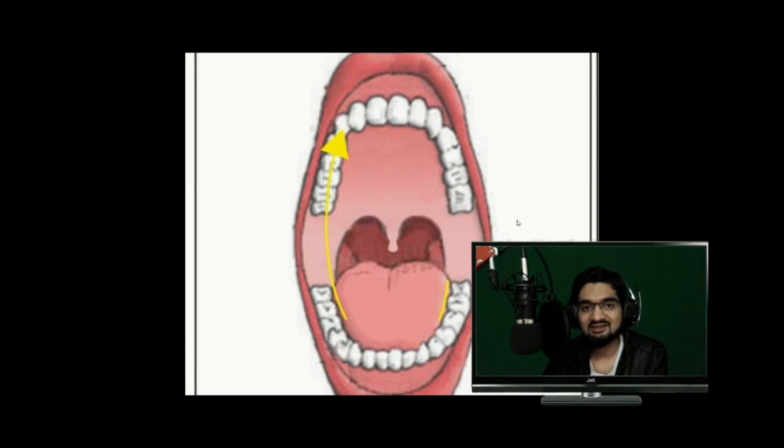When the sides of your tongue touch the roots, the bases of the upper premolars, these two sides of your tongue indicated by the yellow arrow, they have to touch the upper premolars and they have to touch it on their bases, not the actual premolars but their bases.